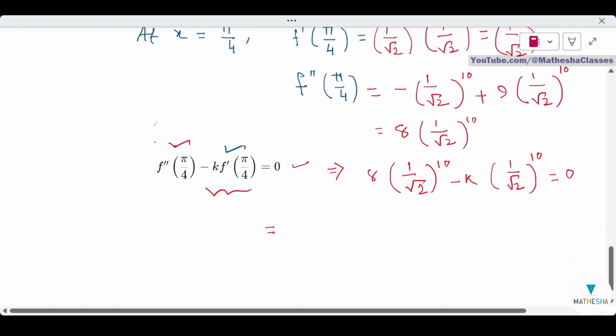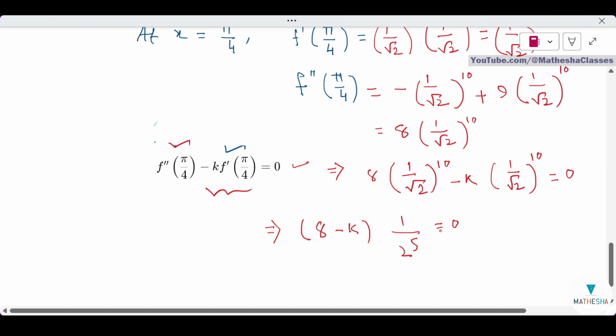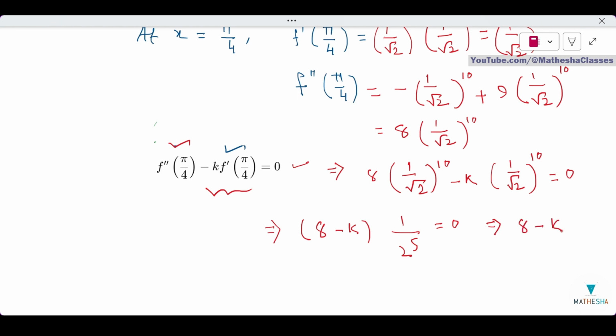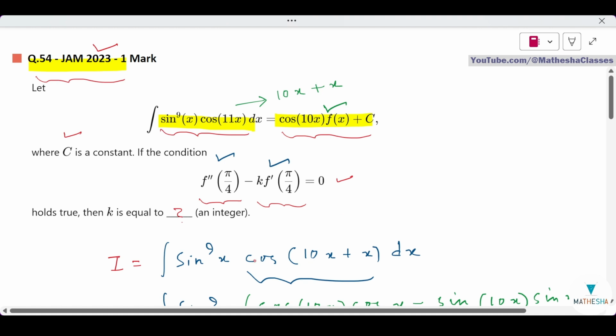So that means you can see that this is actually (8 minus k) times (1 by 2) to the power 5 equal to 0. So multiplying both sides by 2 to the power 5, you will be getting 8 minus k is equal to 0. That means k is equal to 8. So the value of k is 8, an integer.